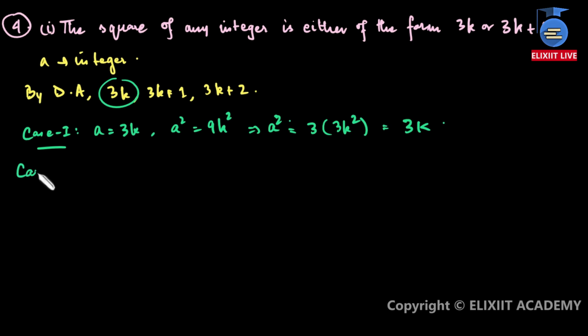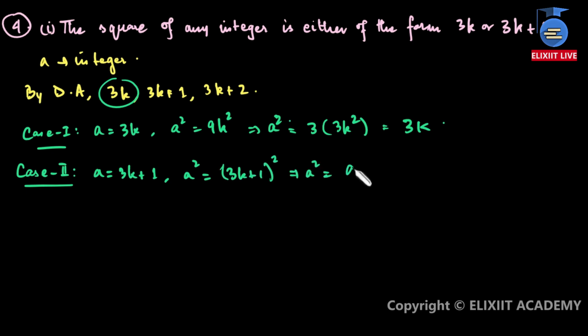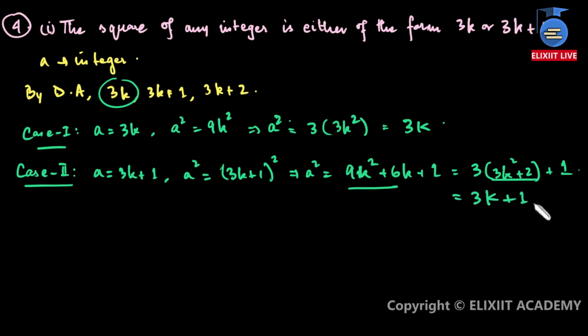Case 2. a is equal to 3k plus 1, which means a square is 3k plus 1 whole square. Breaking this into whole square format, we get 9k square plus 6k plus 1. Take 3 common from these two terms, so we have 3 into (3k square plus 2k) plus 1, which is an integer. So definitely this is of the form 3k plus 1.